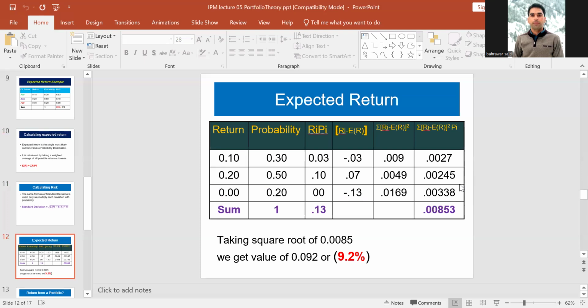You should note that standard deviation tells us how much returns fluctuate around the average or mean return. For example, if the expected return is 10%, but standard deviation is 15%, returns could swing or vary between minus 5% and 25%.